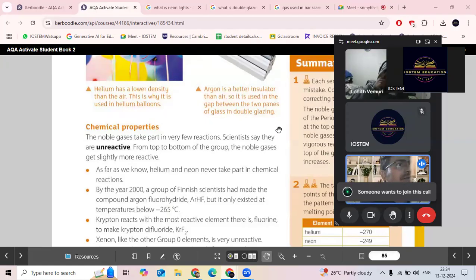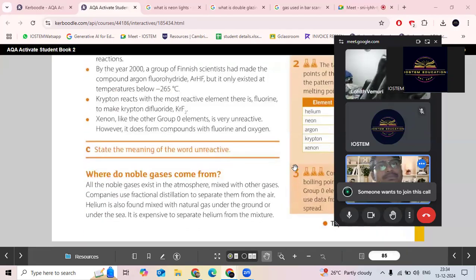Although they are very inactive elements, they don't react with anything. But when we come from top to bottom, they react with something. Top to bottom, they get more reactive, comparatively. Although they are very unreactive elements, if you come from top to bottom, their reactivity increases a bit.